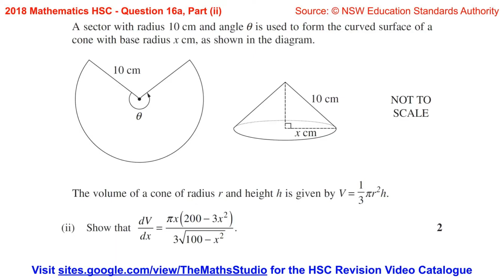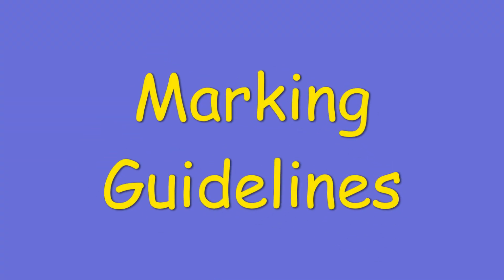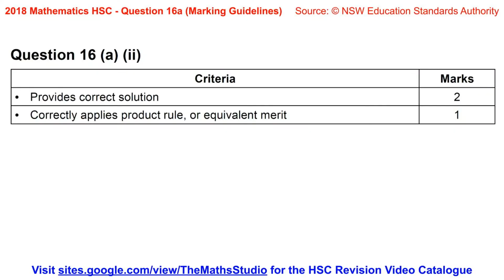Part 2. Show that dV/dx is equal to pi x times 200 minus 3x squared over 3 times the square root of 100 minus x squared. The following are the marking guidelines for question 16a, part 2. For 1 mark, we have correctly applies product rule or equivalent merit, and for 2 marks, we have provides correct solution.